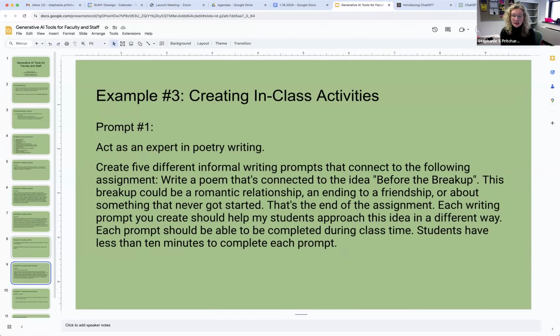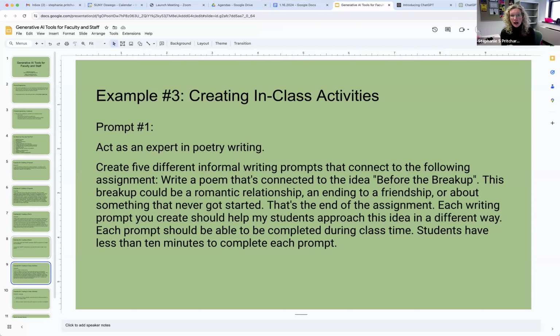So one of the things that I like to do is, at the beginning of every class, we'll do some sort of informal writing assignment. For me, I find that helps my students get settled into the classroom, get their heads in the right space. It's 10 minutes or less of just writing in a notebook. And all of these informal writing assignments are connected to whatever assignment we're currently working on.